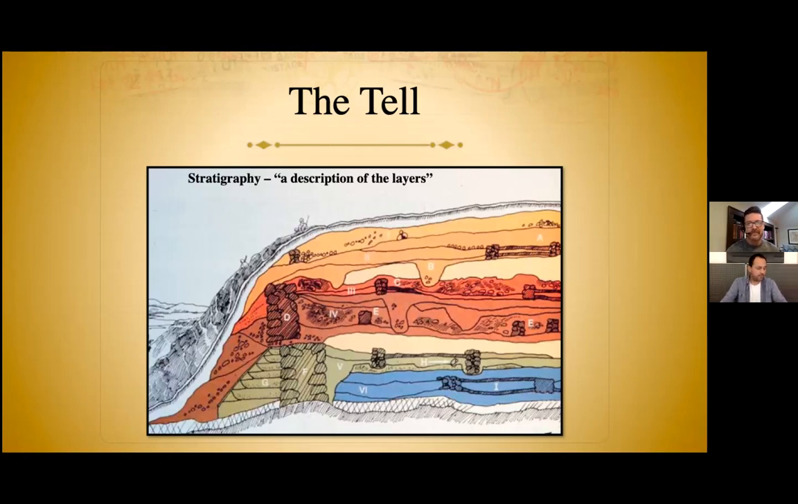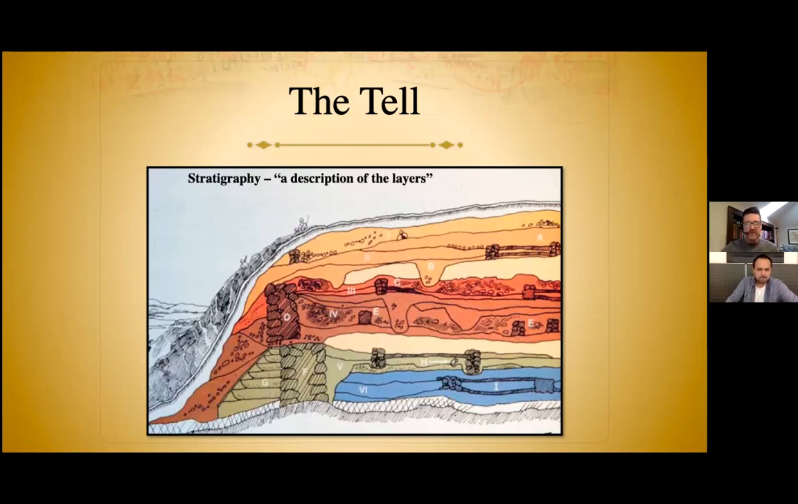Can you repeat that again, please? Yes, and excavation methods have come a long way since they first started in the 19th century. You said 19th century, right? Correct, yes.